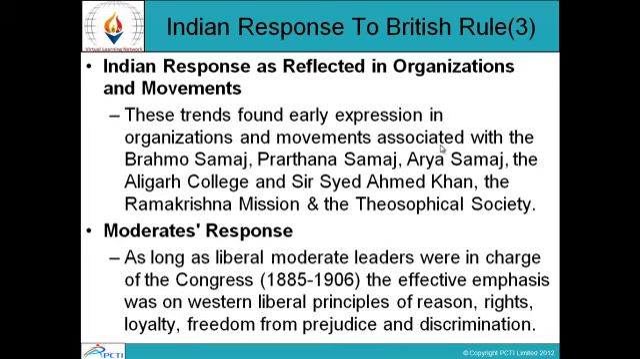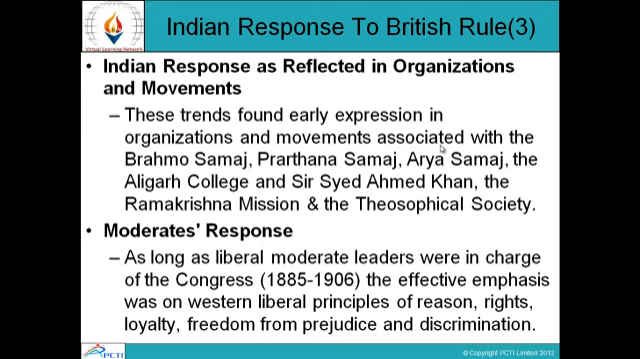Indian response as reflected in organizations and movements. These trends found early expression in organizations and movements associated with Brahmo Samaj, Prarthana Samaj, Arya Samaj, the Aligarh College and Sir Syed Ahmad Khan, the Ramakrishna Mission and the Theosophical Society. So all these trends were found in these organizations, which were associated with various religious reformers.